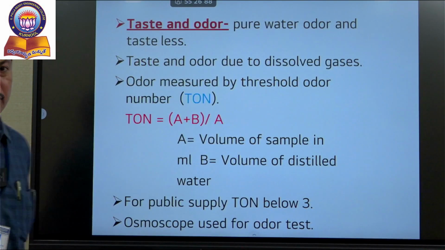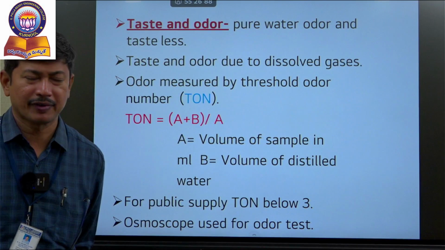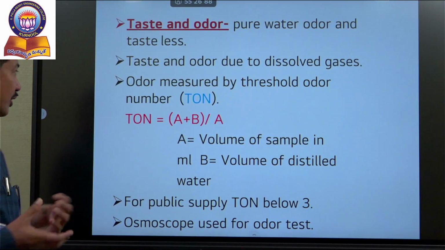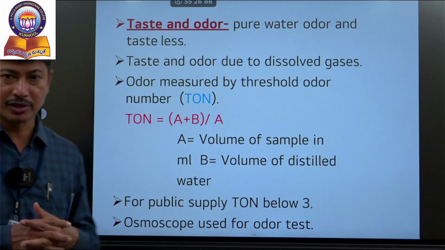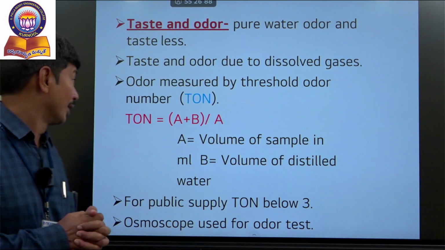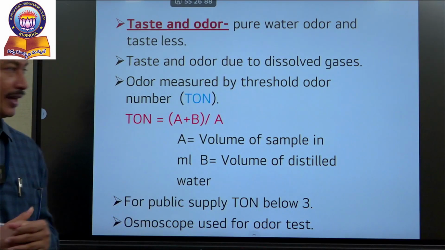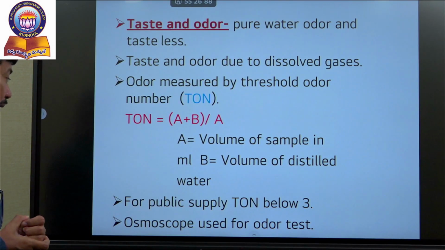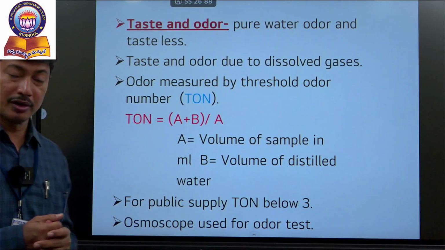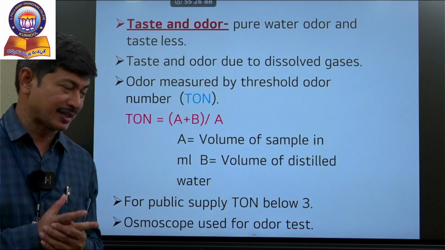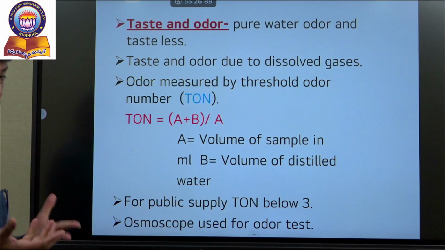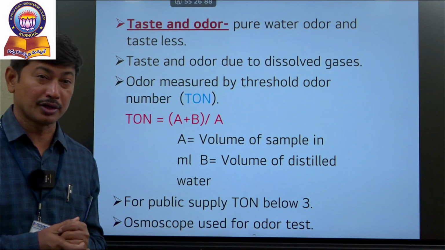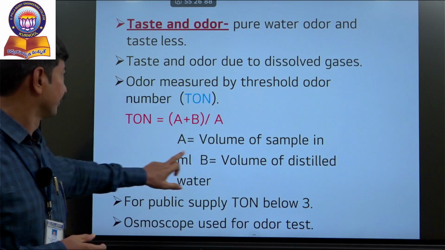And taste and odor: pure water is free from taste and odor, but they are mainly due to the presence of dissolved gases. Odor is measured by the TON, threshold odor number, with the formula (A plus B) by A, where A is the volume of sample and B is the volume of distilled water. For public supply, a TON below 3 is good. The osmoscope is used for the odor test, and at the same time a tintometer is used for measuring color.